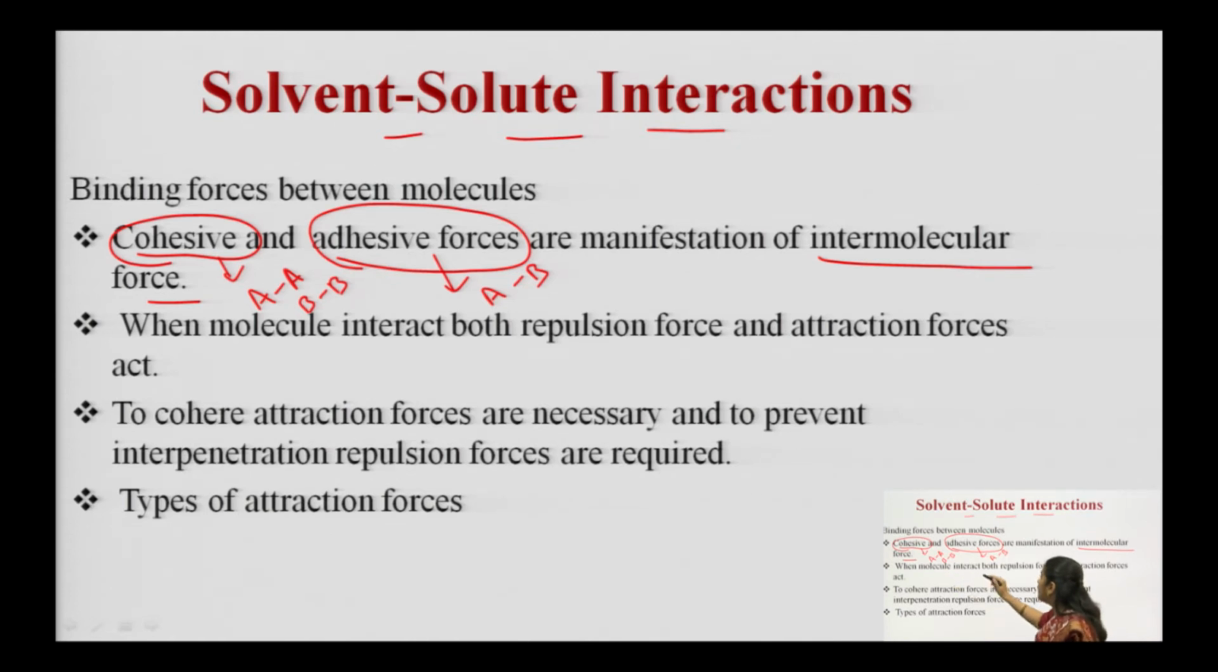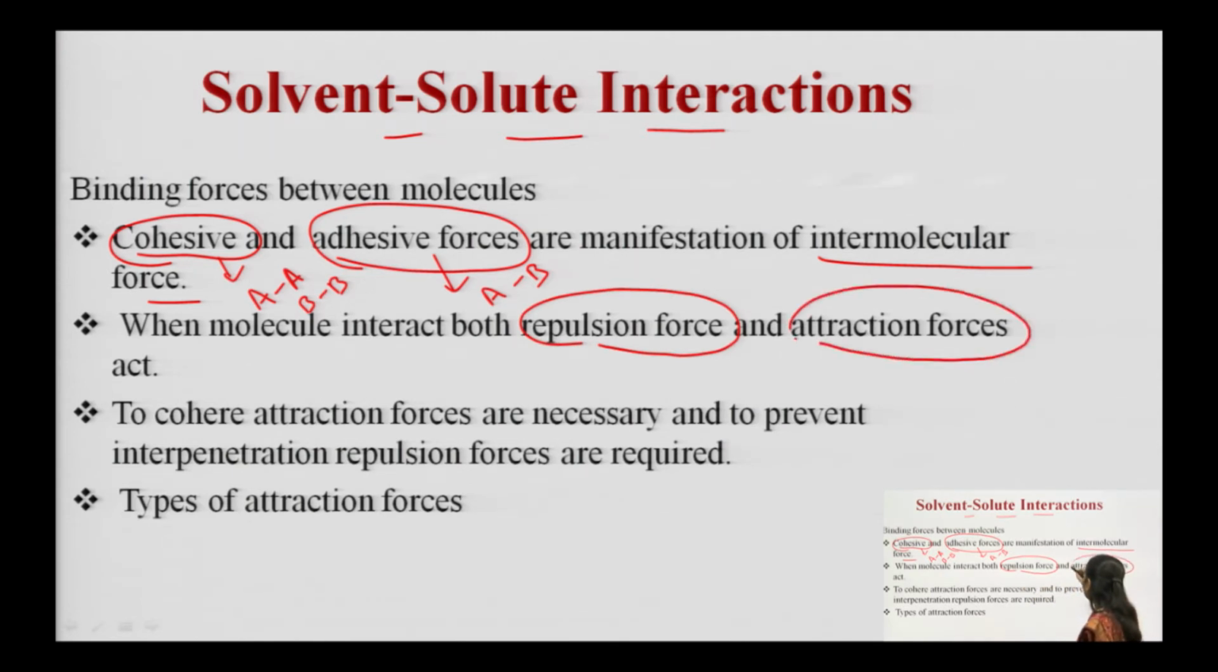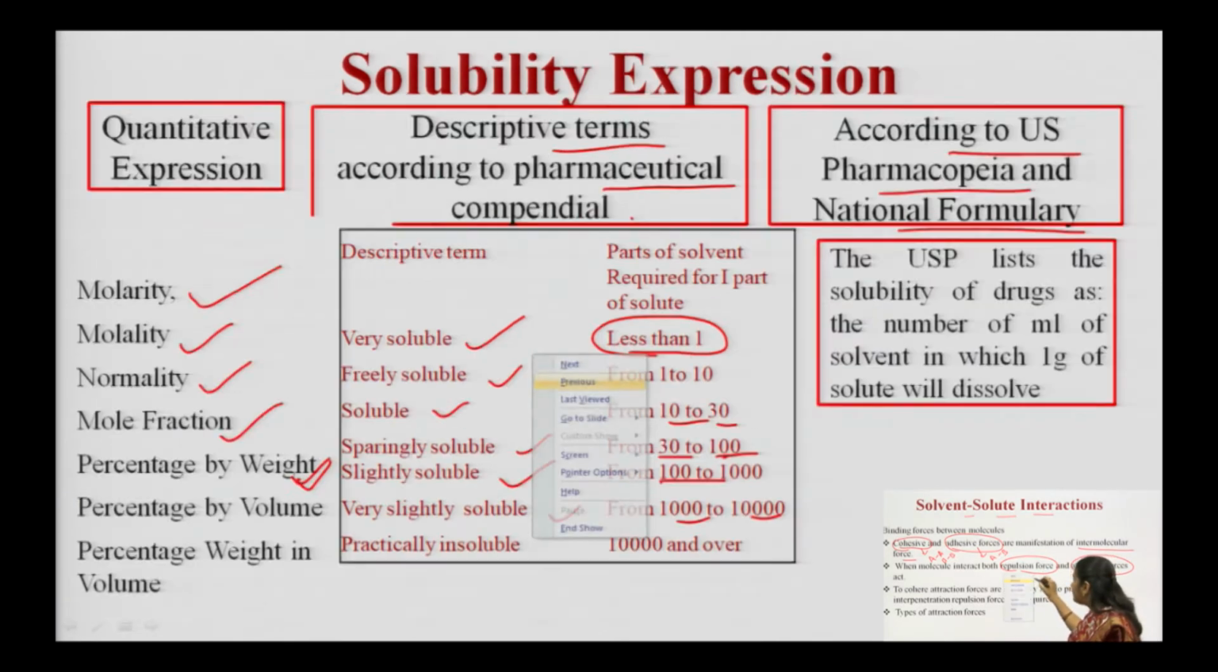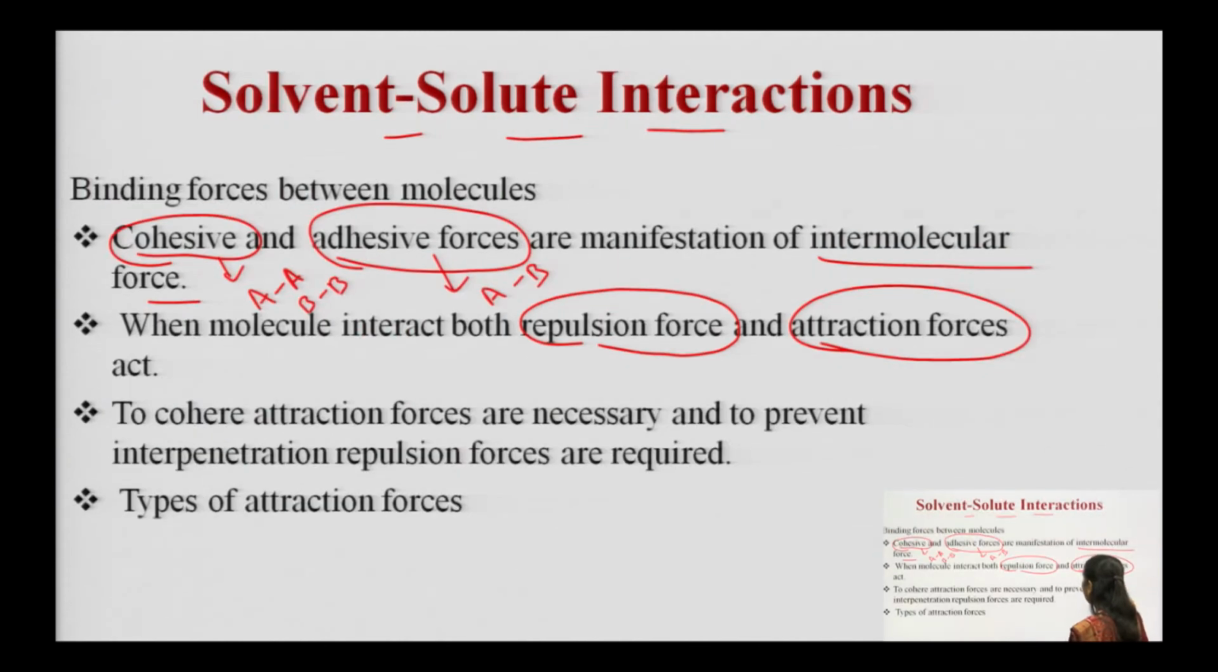And when molecules interact, both types of intermolecular forces are there. One is the repulsion force and the other is the attraction force, and both these forces are important. Repulsion forces are important because they prevent the interpenetration of the atomic orbitals, and attraction force is important because it helps to cohere the two molecules together.